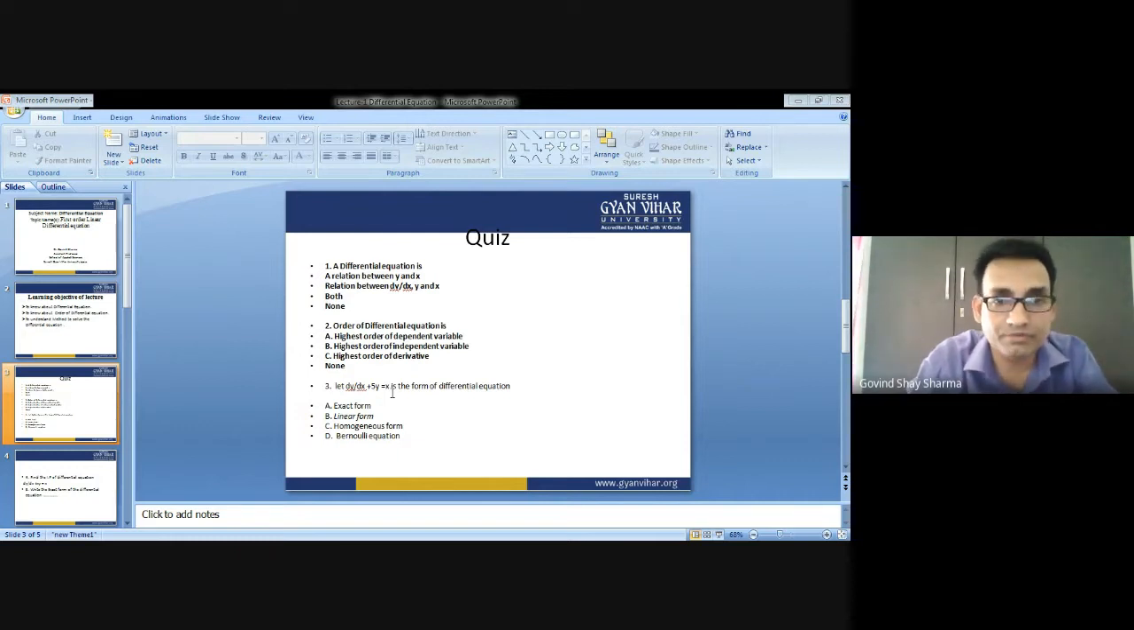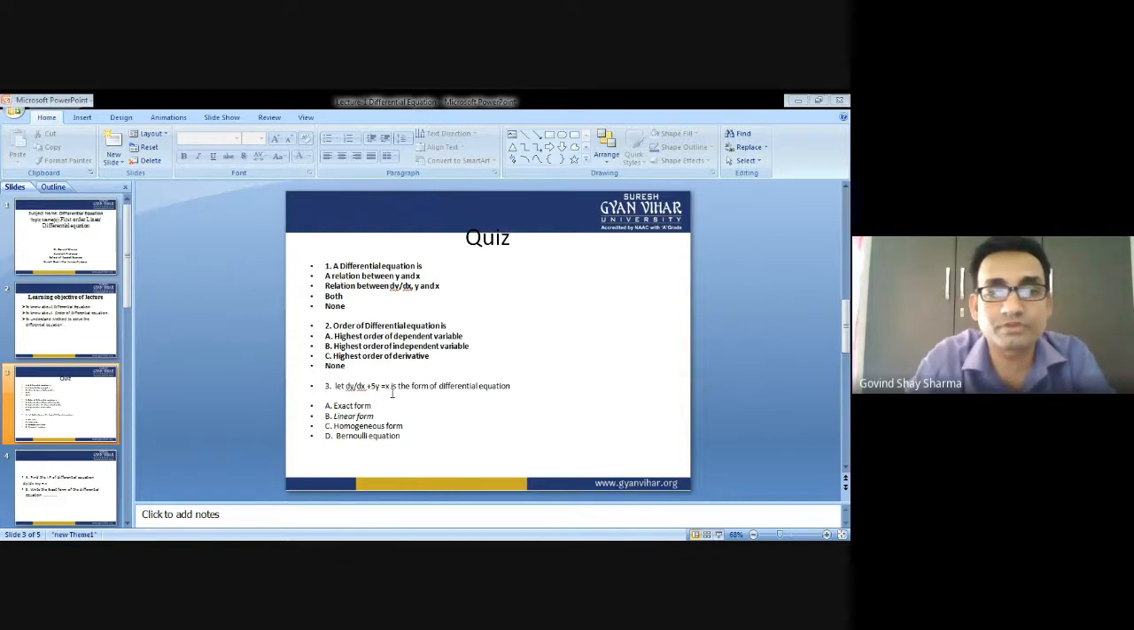Second is linear form. In the lecture I discussed that the form dy upon dx plus Py is equal to Q(x) is called the linear form of first order differential equation. That means here P is 5, Q(x) is equal to x, and I already discussed this in the lecture.